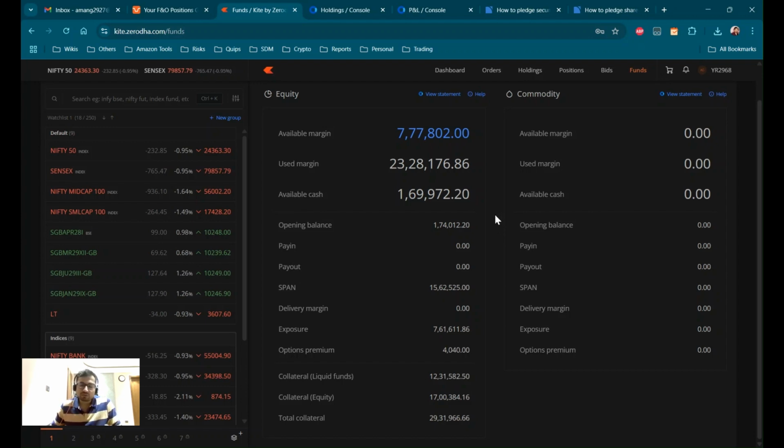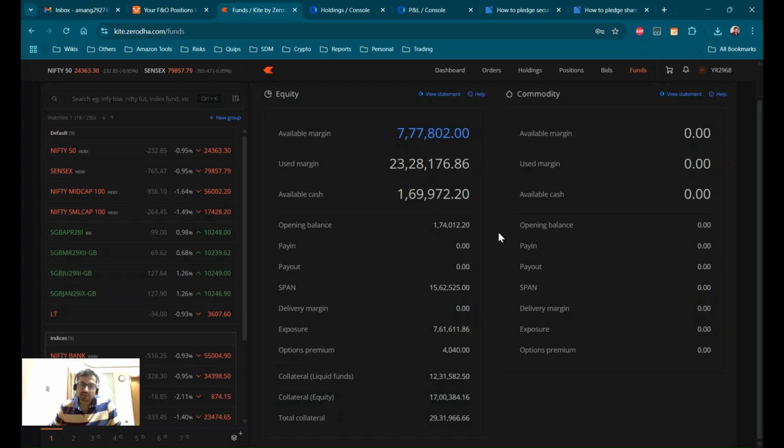Now this is also a possibility that your net available cash goes into a negative amount, and when that happens, Zerodha would then charge you some interest per day, because your balance goes down to a negative, right? But let's also understand how we should divide our collateral between equity and liquid funds.